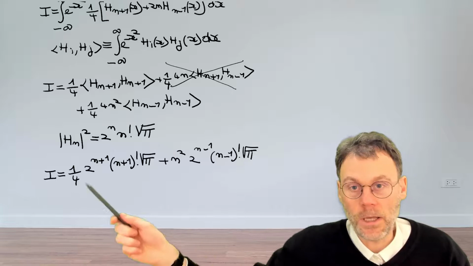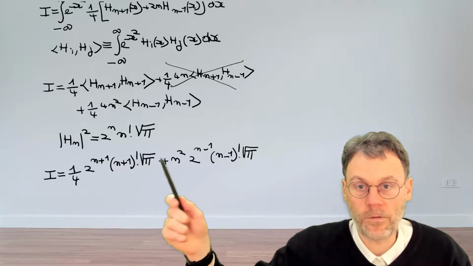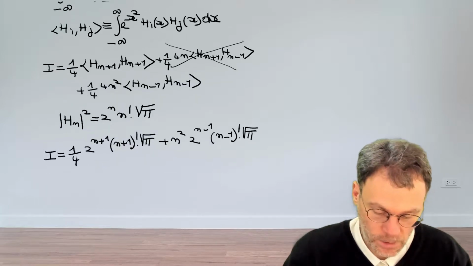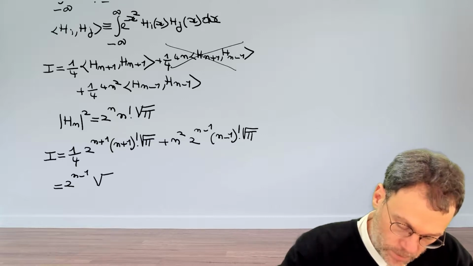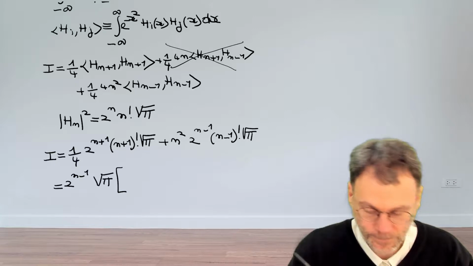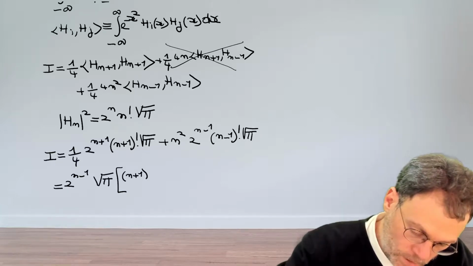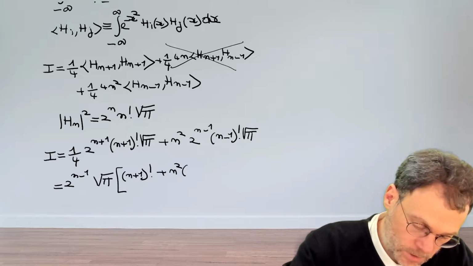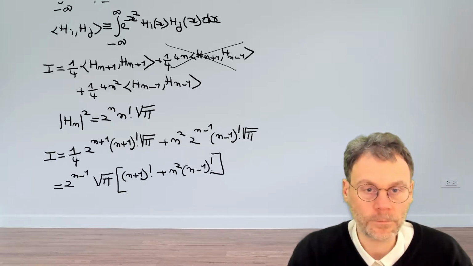The good news is if we combine these two terms here, these two factors rather, we have exactly this thing over here. So 2 to the power of n minus 1. So we can factor that one out. So 2 to the power n minus 1. Let's also factor out the square root of pi. And then we have n plus 1 factorial plus n squared times n minus 1 factorial.